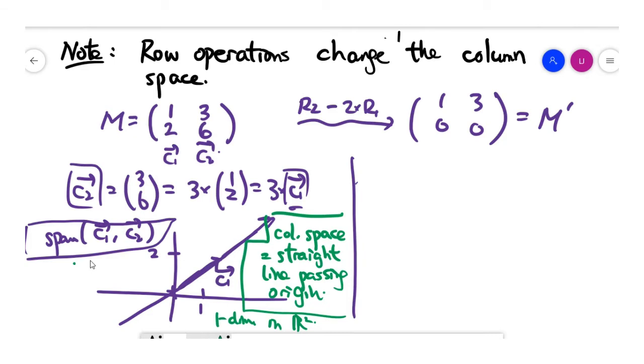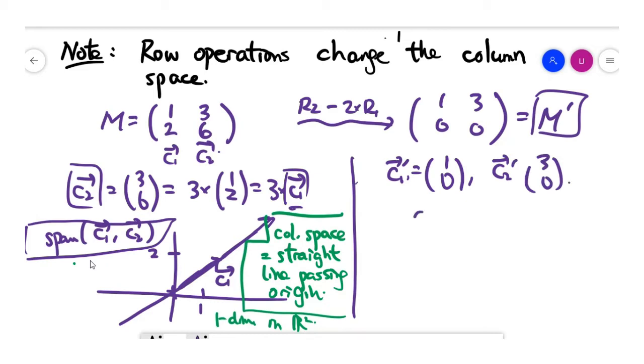Let's look at the new matrix M prime after the row reductions. You can look at the two columns now. The first column is 1, 0, and the second column is 3, 0, right? Obviously, you can easily notice that the second column is 3 times the first column, right? And they have the same direction.